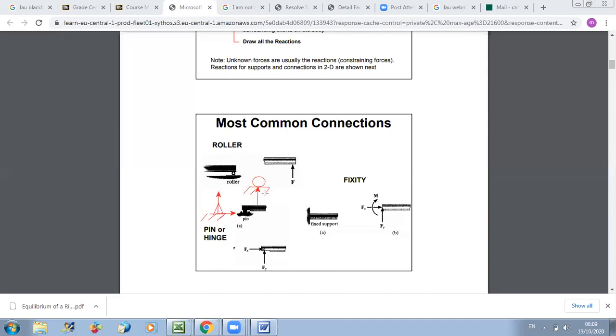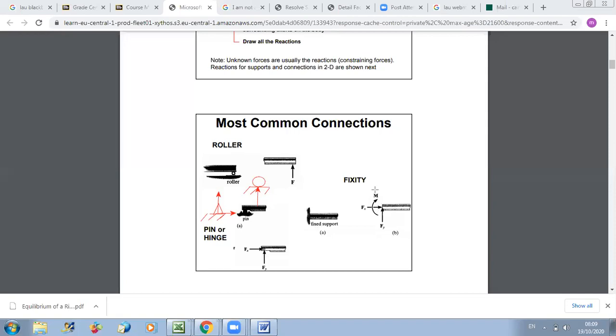And the last type is the fixity, or fixed support. As its name indicates, it's fixed, so I cannot do any motion in 2D with respect to it. It will oppose motion in all directions. It will oppose a motion in X. It will oppose motion in Y. This is why it will develop a reaction in X, a reaction in Y, and also it will not allow for rotation, so it will develop a resistant moment M.